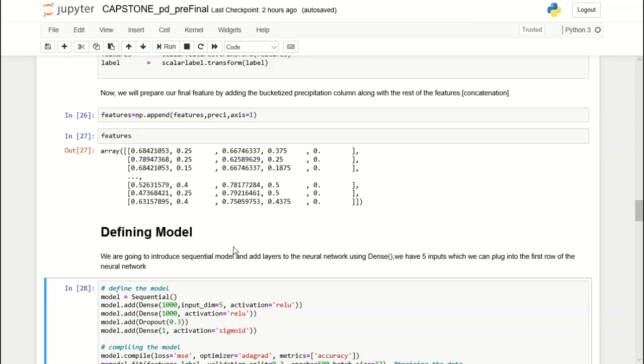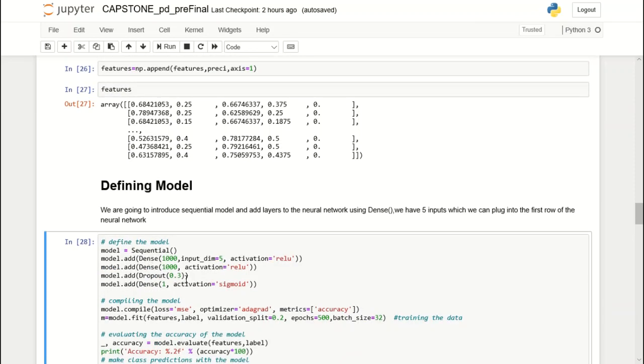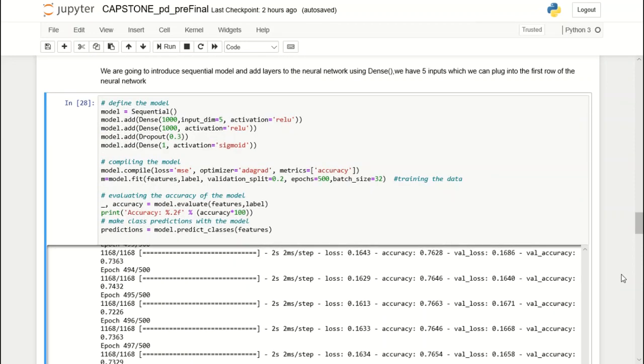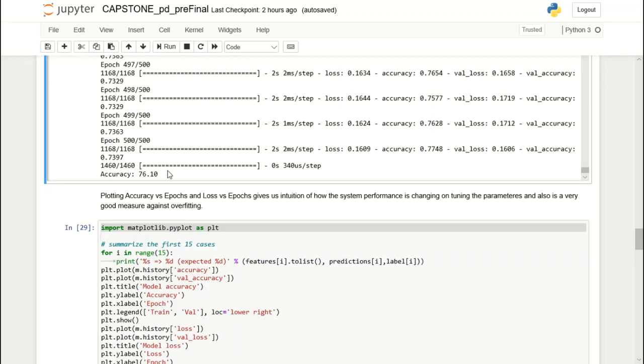Since we are using a neural network approach, we'll be using Sequential. We'll be making the architecture using Dense, defining the number of layers and the number of nodes in each layer, and the activation function in them. The number of features that we have is 5, so the input dimension will be 5, and the metric has been set as accuracy, and loss is mean square error. When we train this model, I get an accuracy of about 76%.